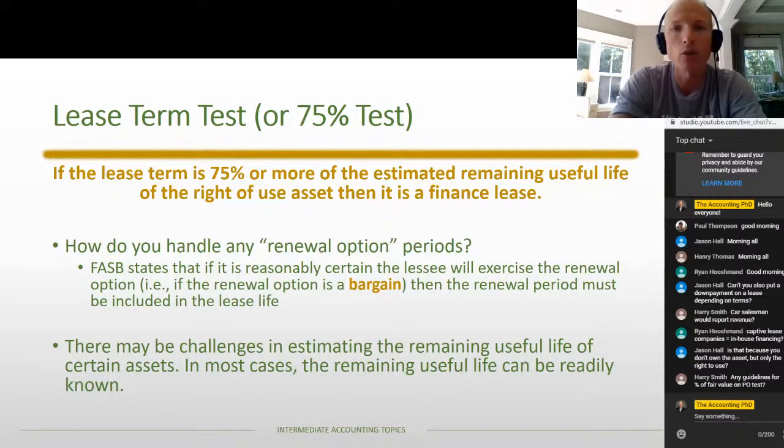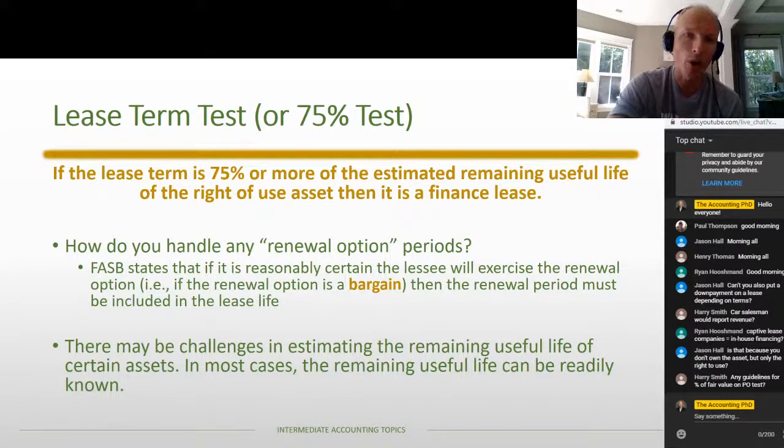So how do you handle renewal options? Let's say you sign a lease and it has a 1-year lease with 5 renewal options for each year after that. This is kind of back to this reasonably certain standard. If it's reasonably certain that the lessee is going to exercise the renewal option, in other words, if it's a bargain, then the renewal period must be included in the lease life.